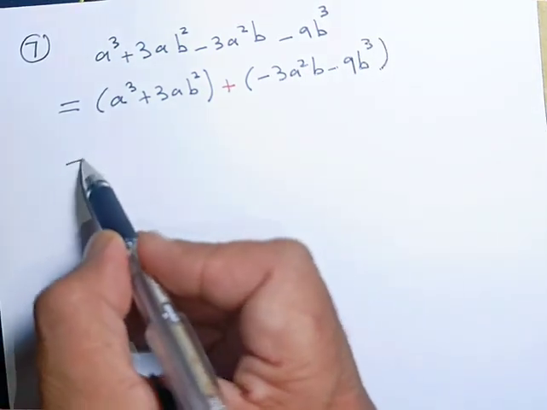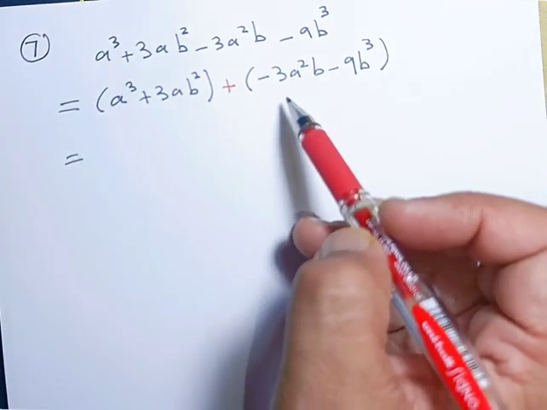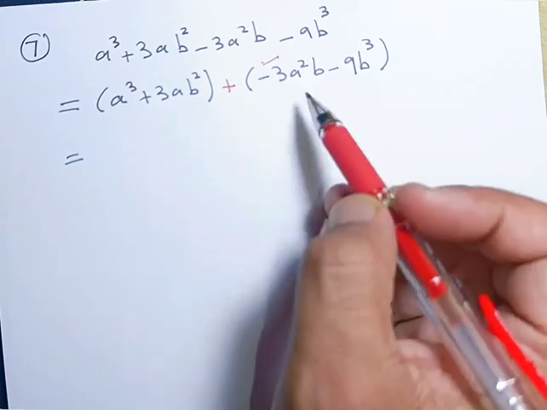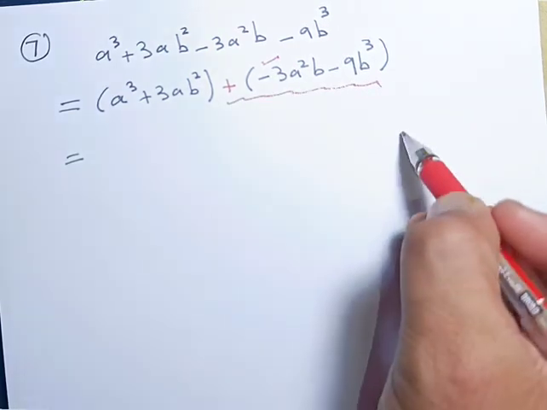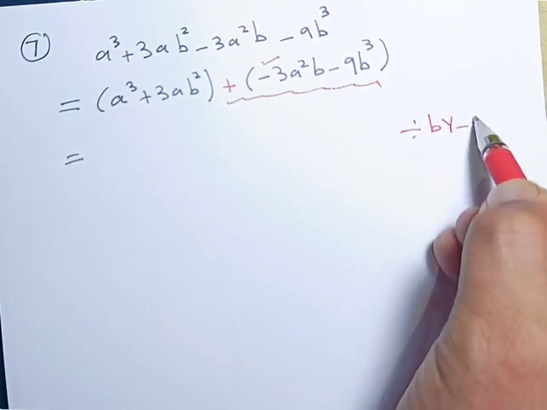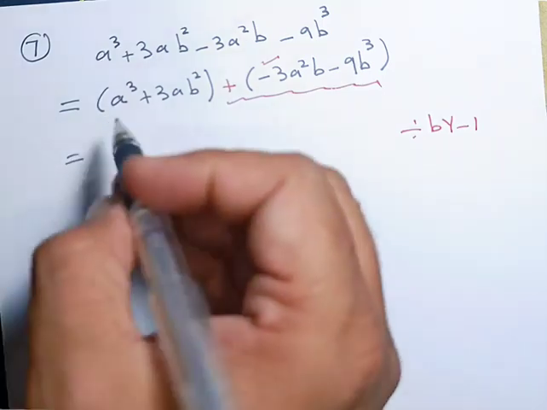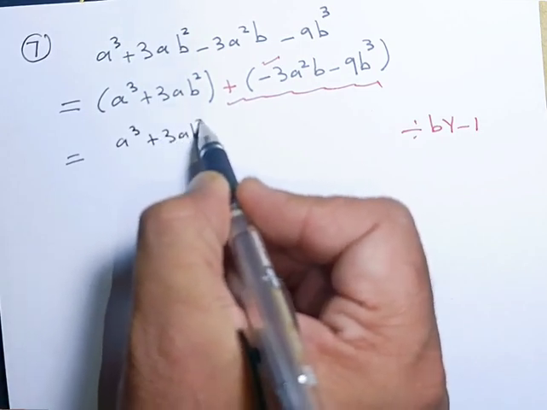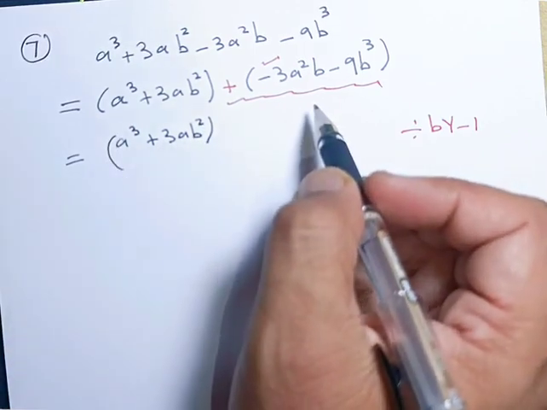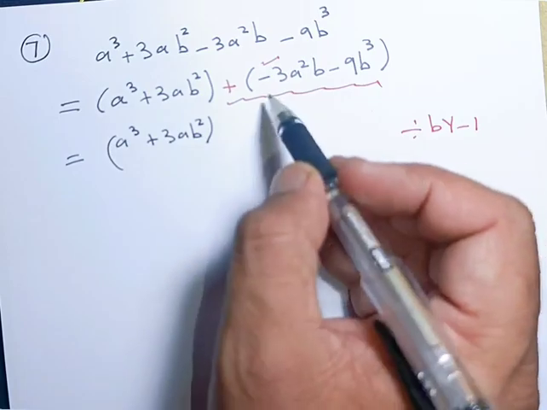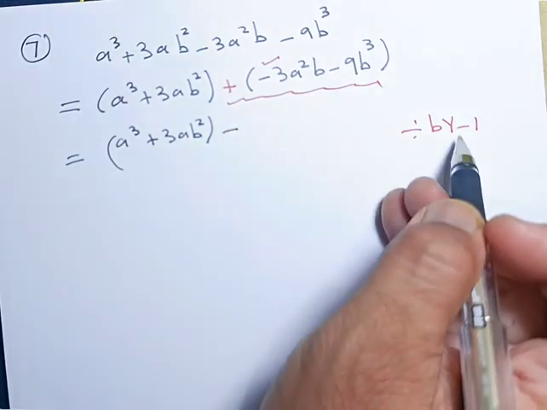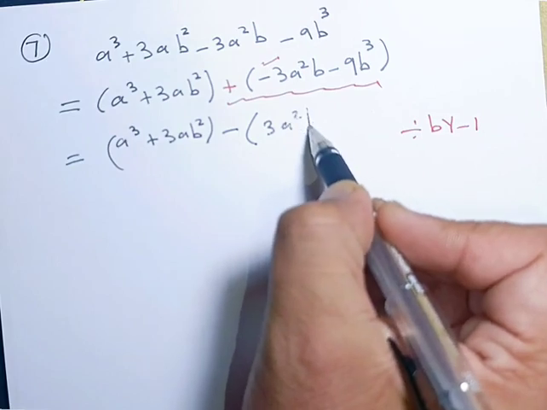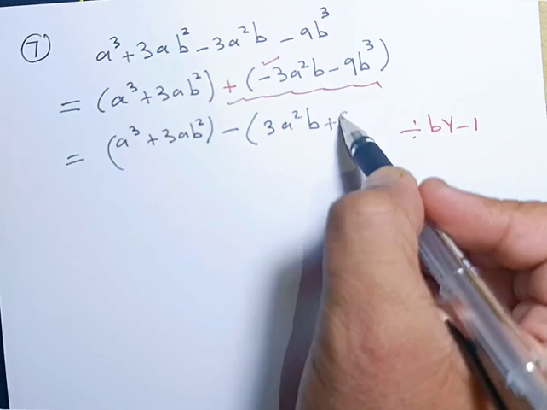Have a look. In the second bracket, the coefficient of the first term is negative, which is this negative 3. So I'm going to divide this whole term by negative 1. Have a look. This a power 3 I'm going to leave as is, and 3ab power 2 as well, because I need to modify this one in order to factorize them. Positive becomes negative because you divide by negative 1, then negative becomes positive, and again negative becomes positive.